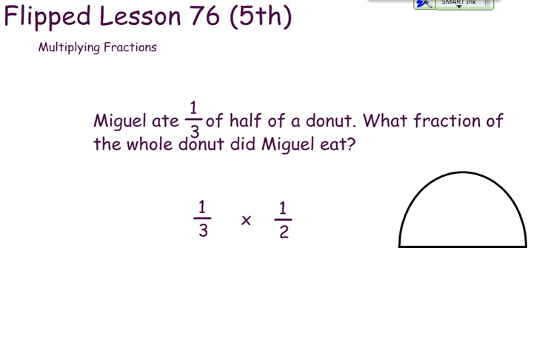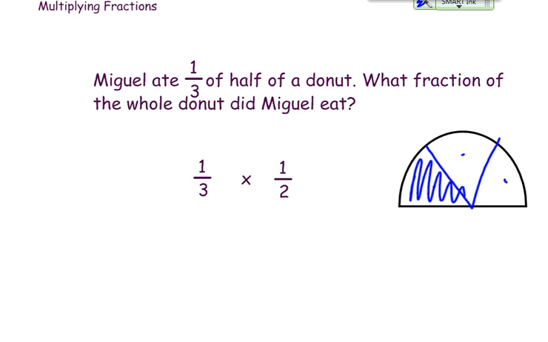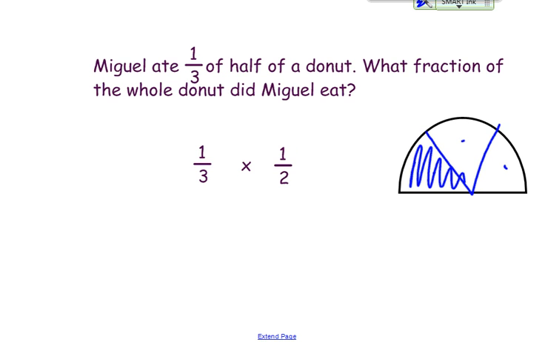If we look at the donut, we're looking at how this half would be divided into 3 equal sections, and this is the portion that he took a bite out of. Now to solve this problem, it says 1/3 of 1/2. And so we're going to follow the steps to multiply fractions. When multiplying fractions, we do not need common denominators. The only thing we're going to do is take the top number, which is our numerator, and multiply by the other numerator.